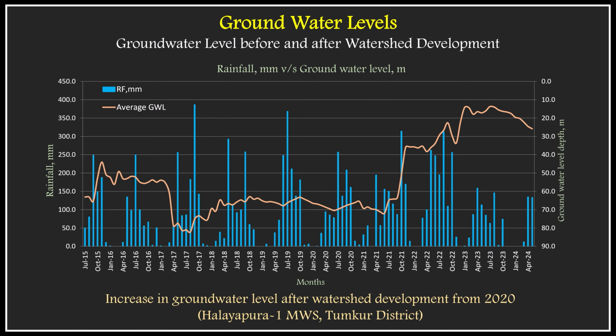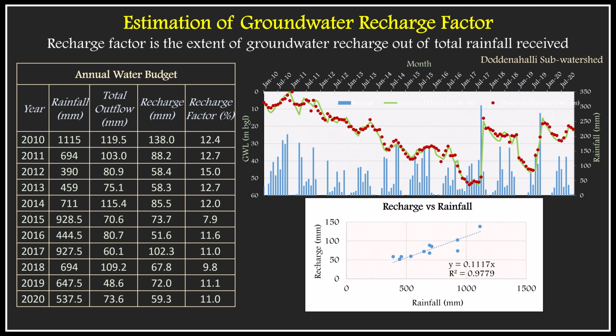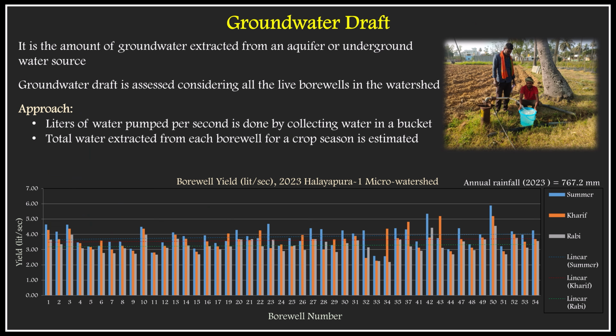The graph depicts before and after implementation of the watershed program in Tumkur district. If you look at the graph, the average groundwater levels have increased from October 2021 to April 2024. The table and the graph depict the recharge factor, and as can be seen, the recharge factor varies from 7.9 to 15% from 2015 to 2012.